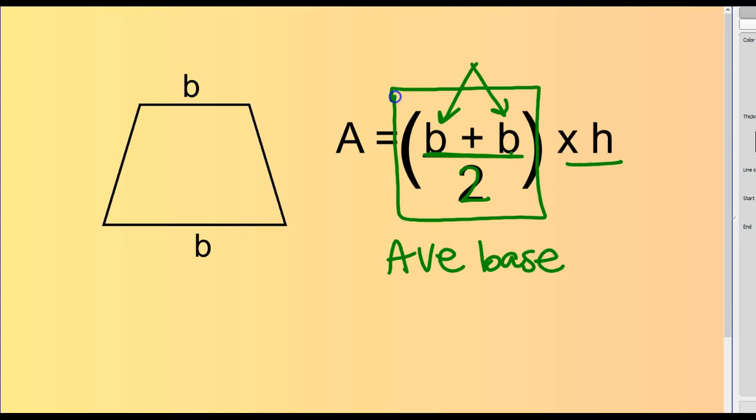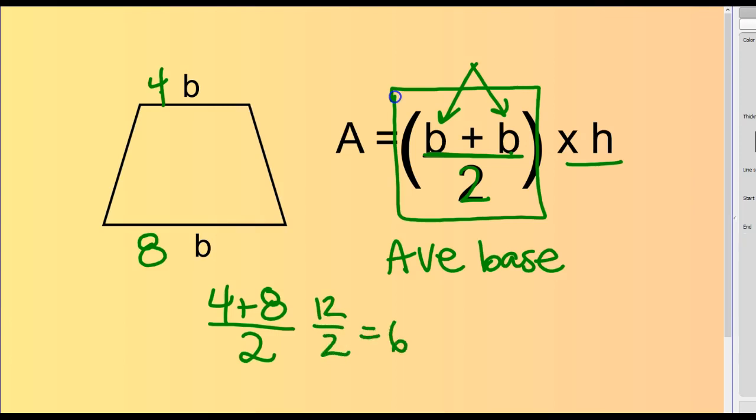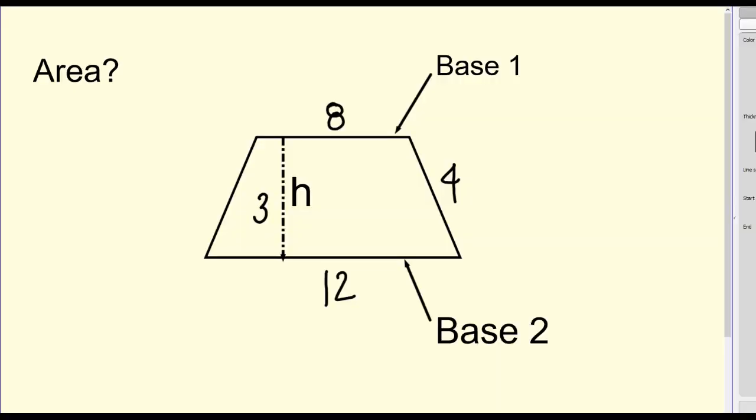Okay? So for example, if I had a base of 4 and the other base of 8, the average between 4 and 8, if I add those up and divide by 2, I get 12 divided by 2, or 6. So if I drew a rectangle right here that was 6 by whatever my height is, that would give me the correct area. So let's do a couple examples.